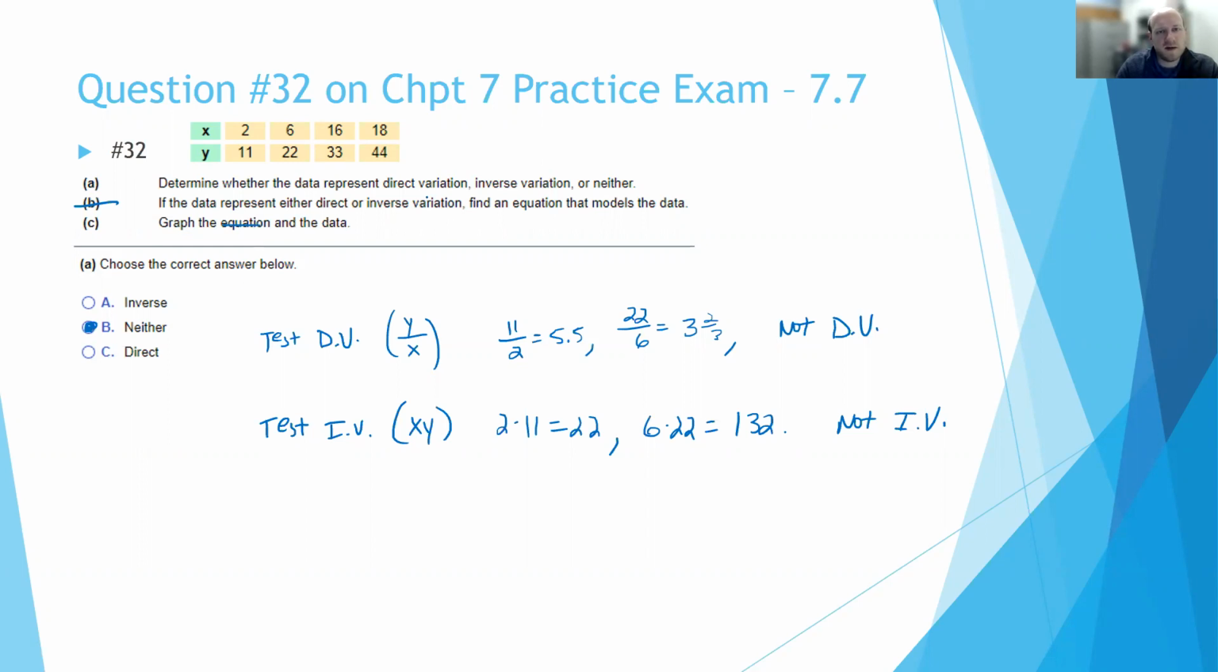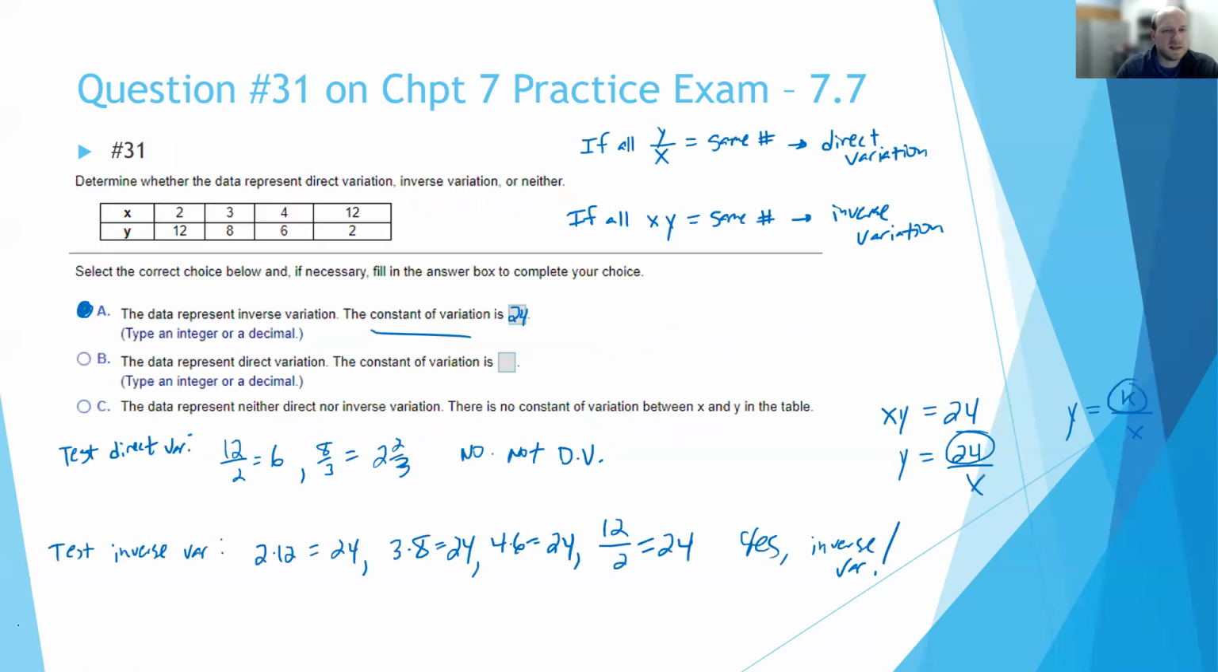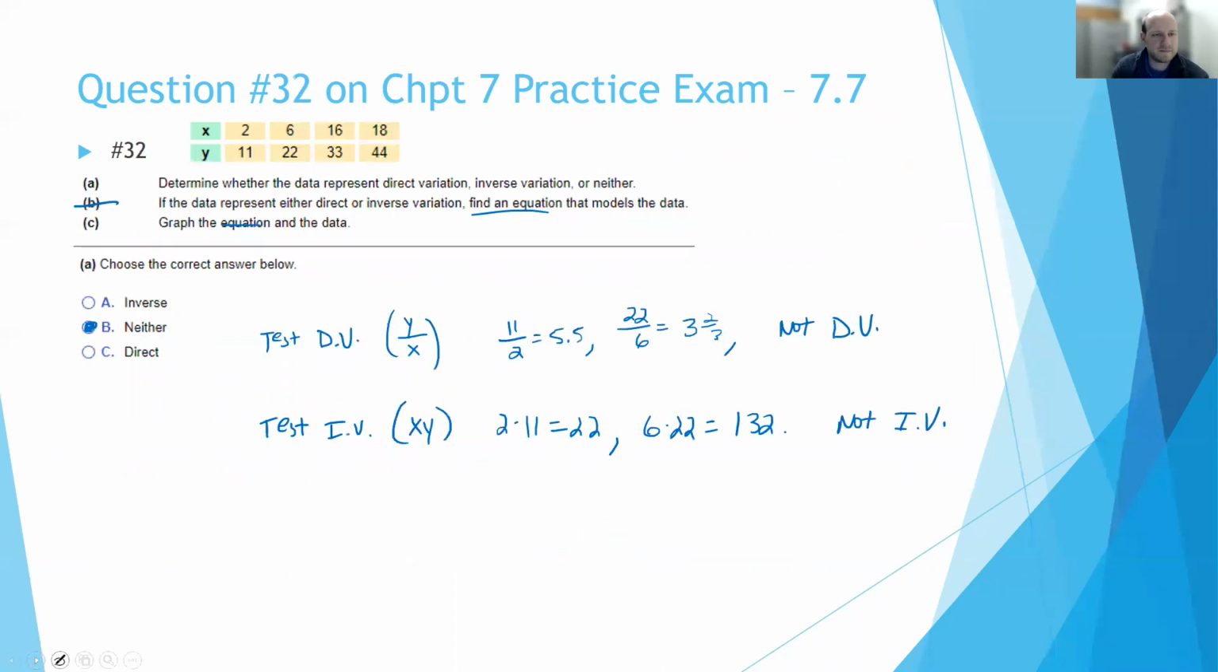But if there was an equation, so if you had a problem on your test that there was an equation, well, it would be something similar to the last problem. So if it was inverse variation, and you needed to find that equation, the equation for number 31 would have been that y equals 24 over x. And then you would just graph that by plotting some of the points. So hopefully that makes sense.